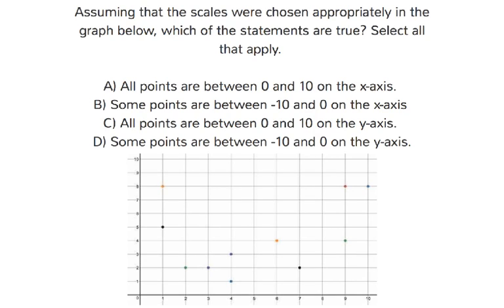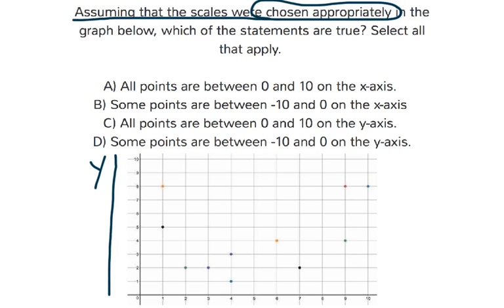This question is asking us to take a look at the graph below and then determine, based on the scales, which of the following statements are true. So the important part here is the context says, assuming that the scales were chosen appropriately. So we can say that the scales, you can see on the y-axis, go from 0 to 10. And then on the x-axis, it also goes from 0 to 10.